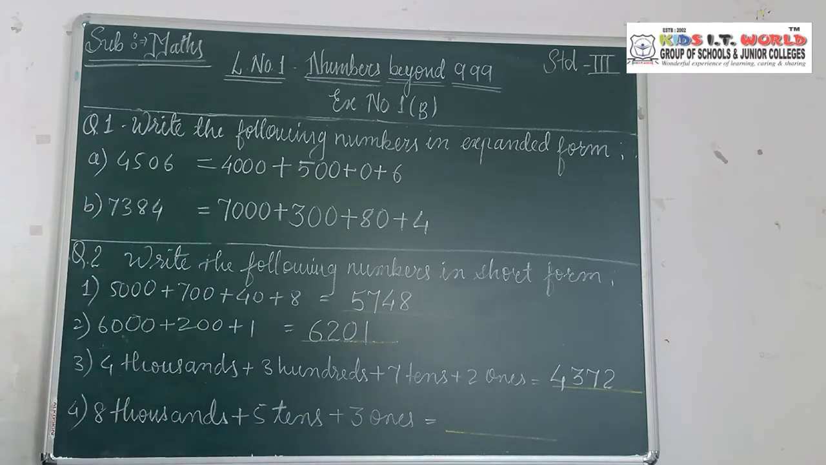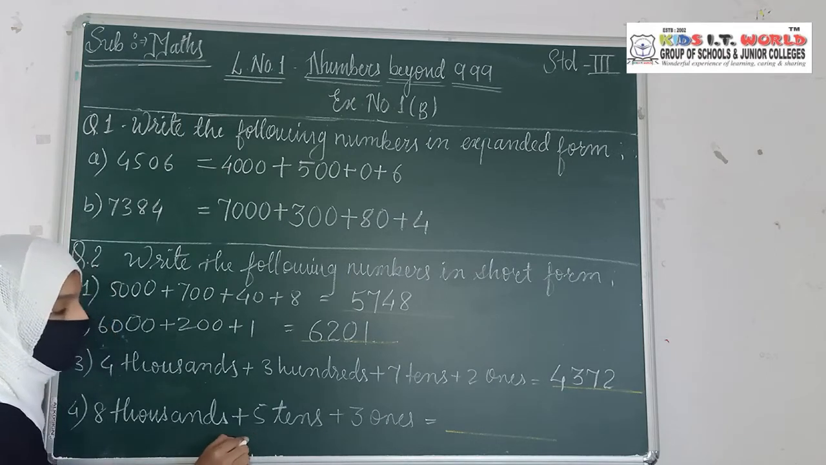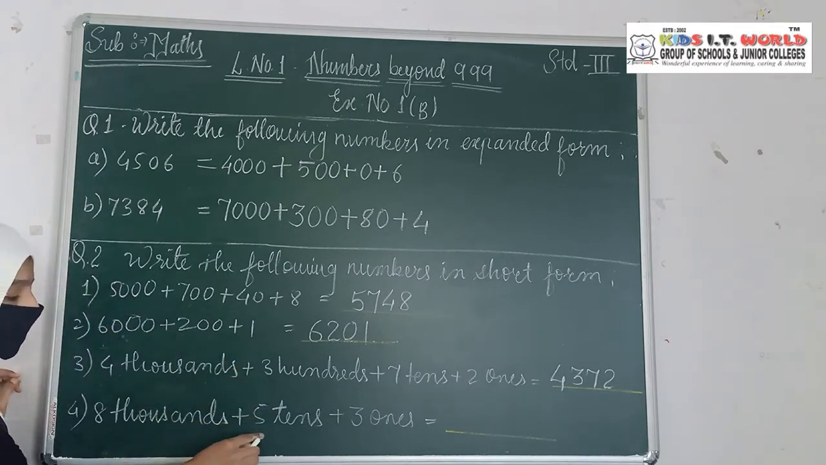Now the last one, it is 8,000s, 5 tens, 3 ones. Now what is the difference students here? See the question. Here the thousands place value is given to you. Directly 10 is given to you. Here the hundreds place is missing. So I told you that if the place value of any number is not given to you, on that place you have to write a 0.